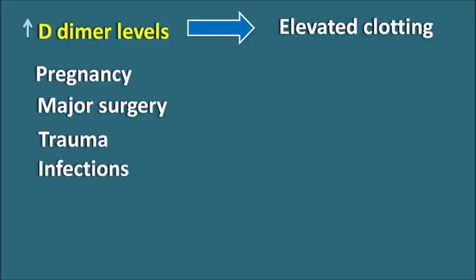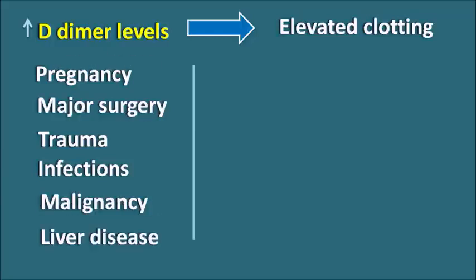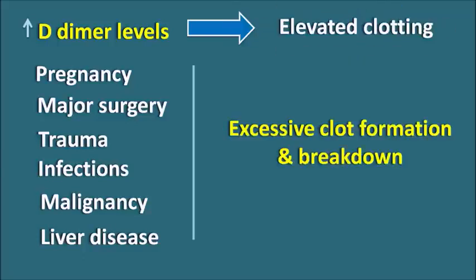And a few of the infections, particularly viral infections, can increase blood clotting, which may result in elevated D-dimer levels. And finally, malignancy, any cancer in patients, can also increase the clotting, resulting in elevated D-dimer levels. Patients with liver disease can also be affected with elevated D-dimer levels. In all these conditions, we can observe an excessive clot formation followed by breakdown, which results in the excessive formation of D-dimer within the body.